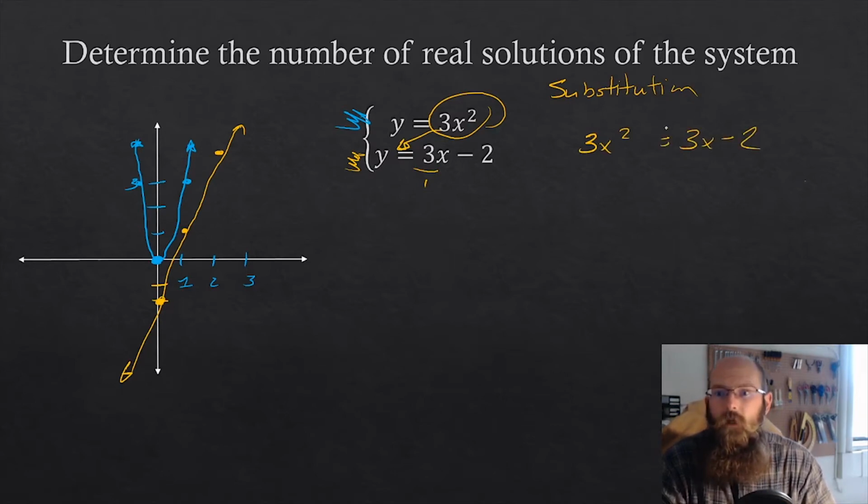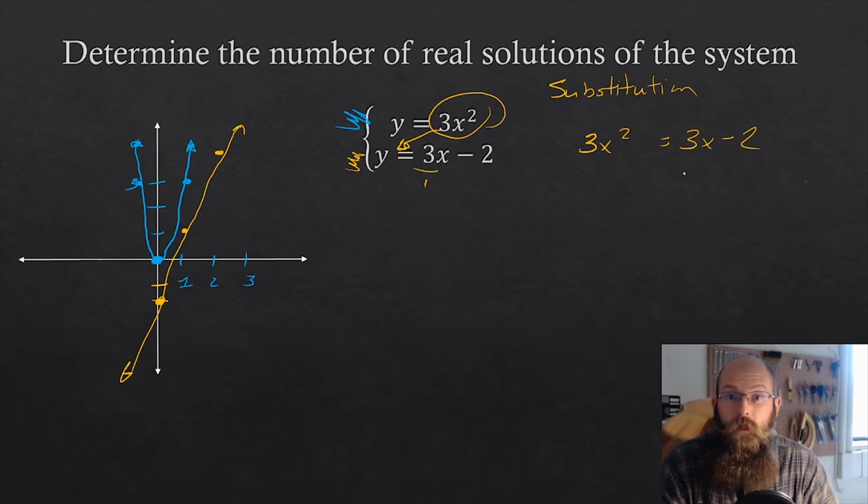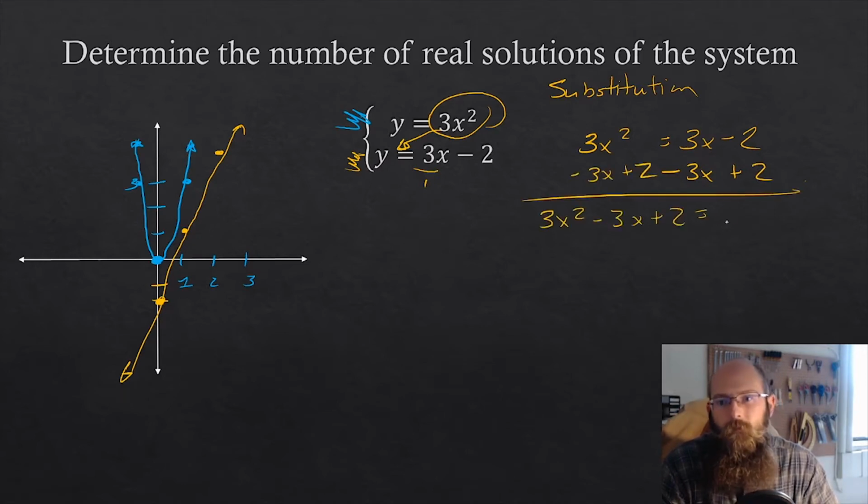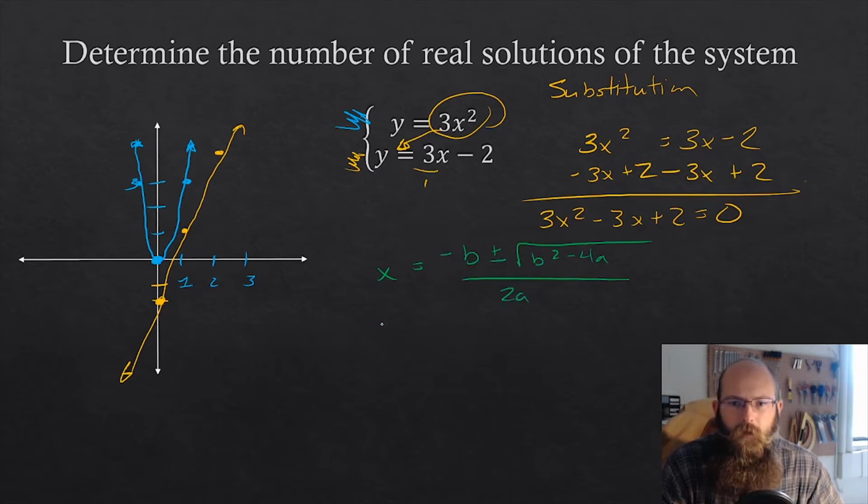Now I need to solve this, right? So we're going to, again, use the zero product property, which tells me that I need to get all of this set equal to 0 so I can factor it or use the quadratic formula. I'm going to subtract the 3x and add the 2 over. All right, so now I'm here. Now I'm going to use the quadratic formula because that's the easiest way to do this, right? Okay, so the quadratic formula says x equals negative b plus or minus the square root of b squared minus 4ac, all over 2a. All right, let's substitute stuff in and see what we get.